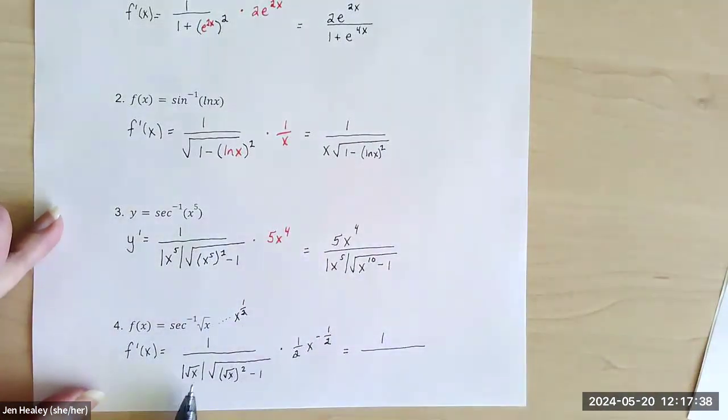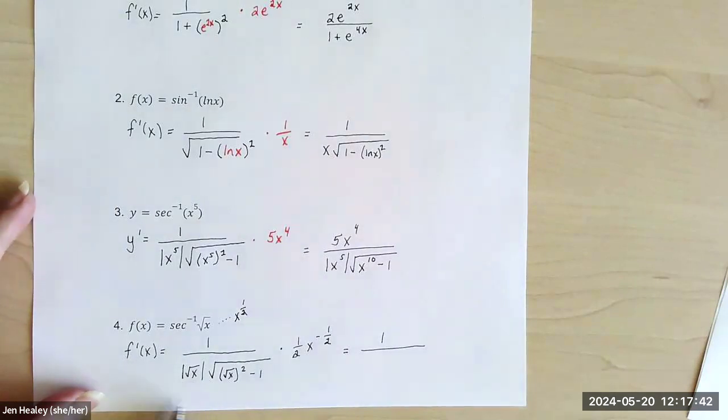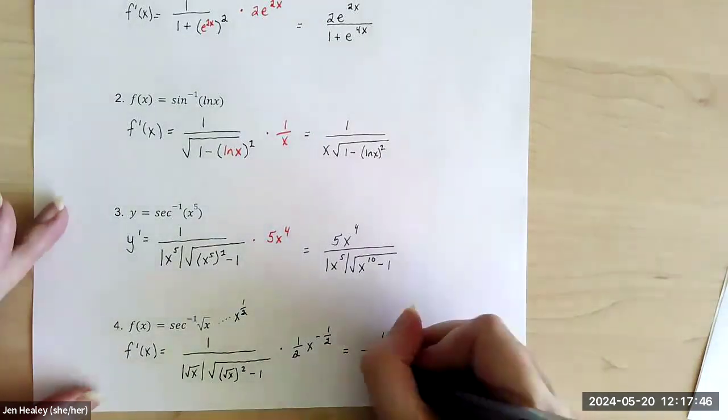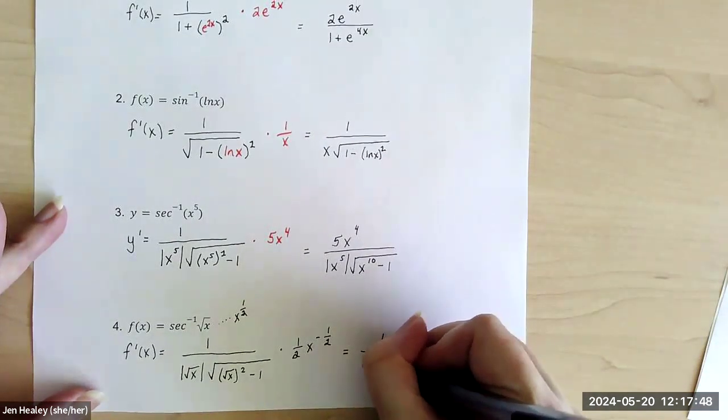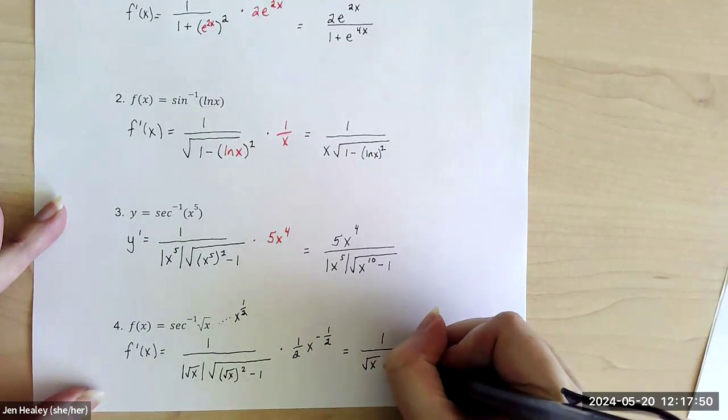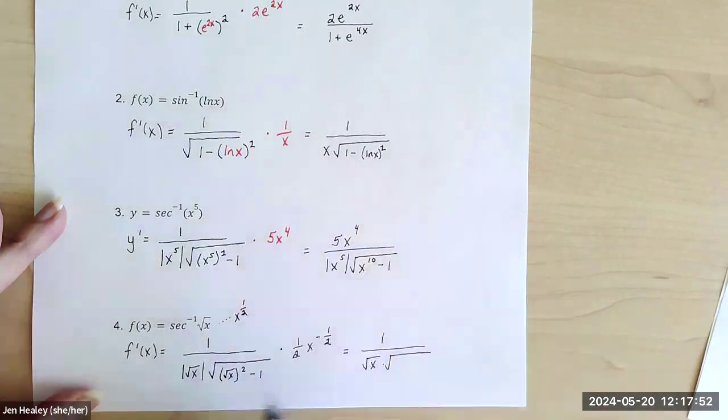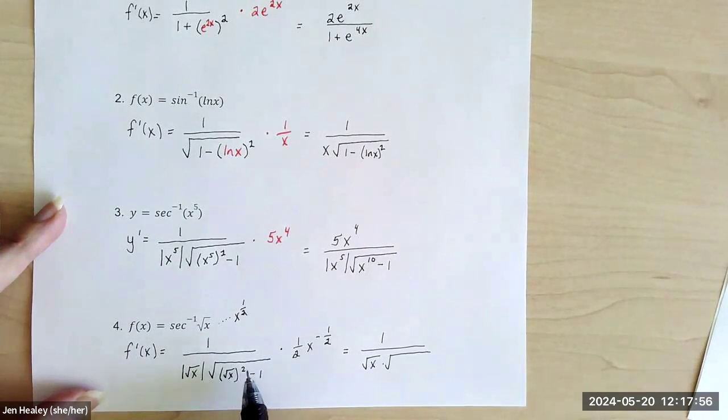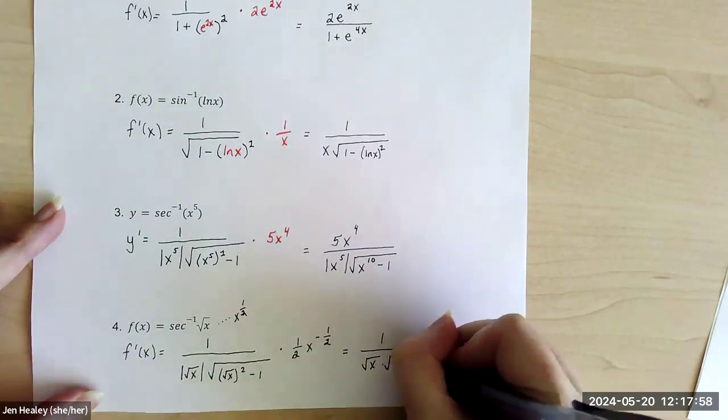In this case, the absolute value around the square root of x, we've just decided by convention is going to be the positive value. So you actually don't need to keep the absolute value sign if you don't want to there. And then the square root of x squared is just x.